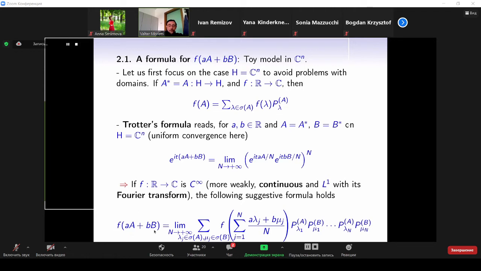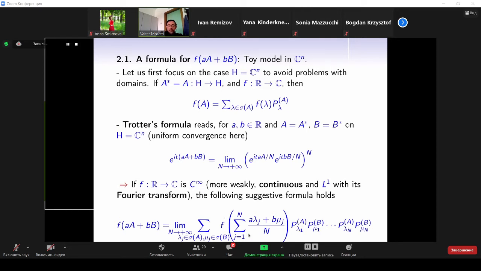So the left-hand side is defined this way, replacing A with this self-adjoint operator. A and B are real, capital A and capital B are self-adjoint. So this is a well-known object, but here in this formula it is constructed using the spectral measures, the family of elementary propositions of A and B.